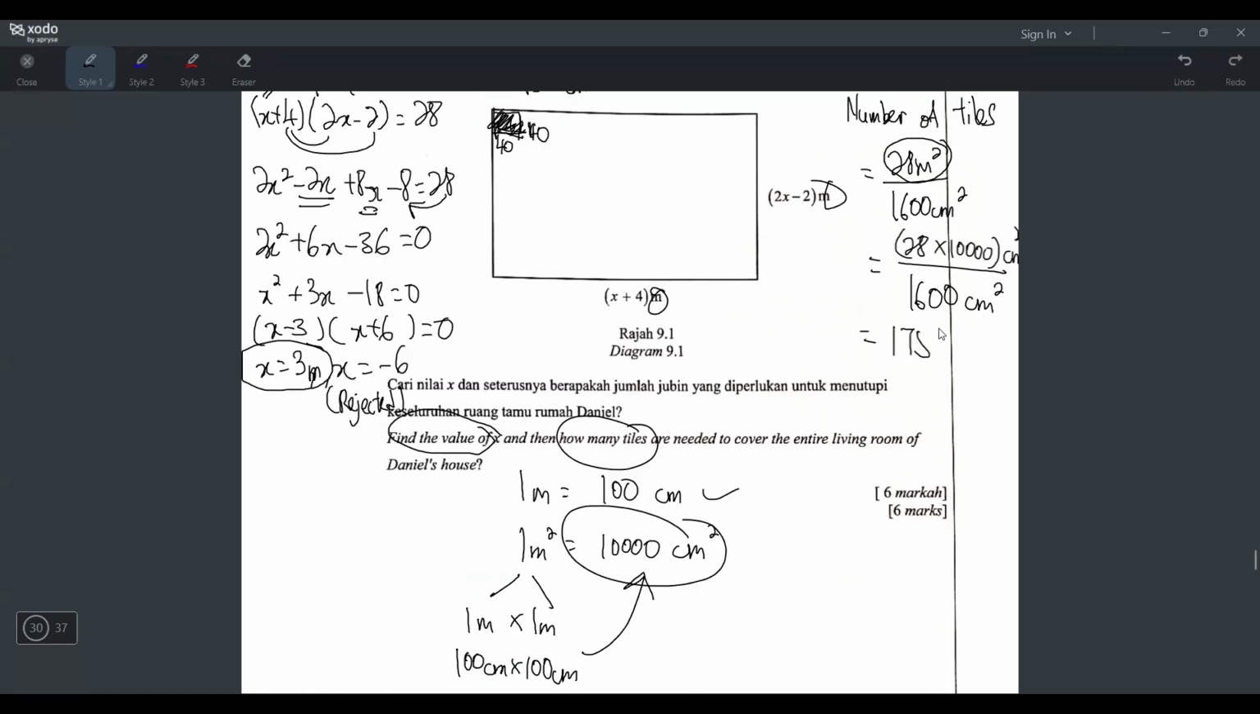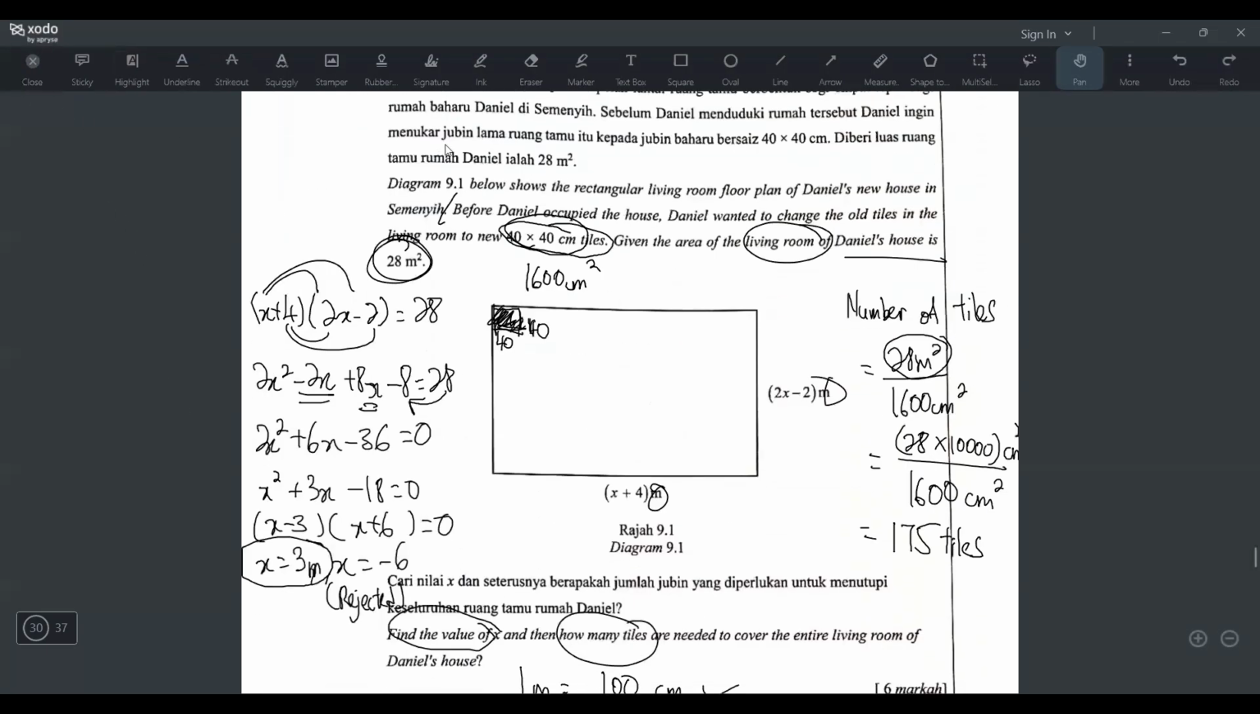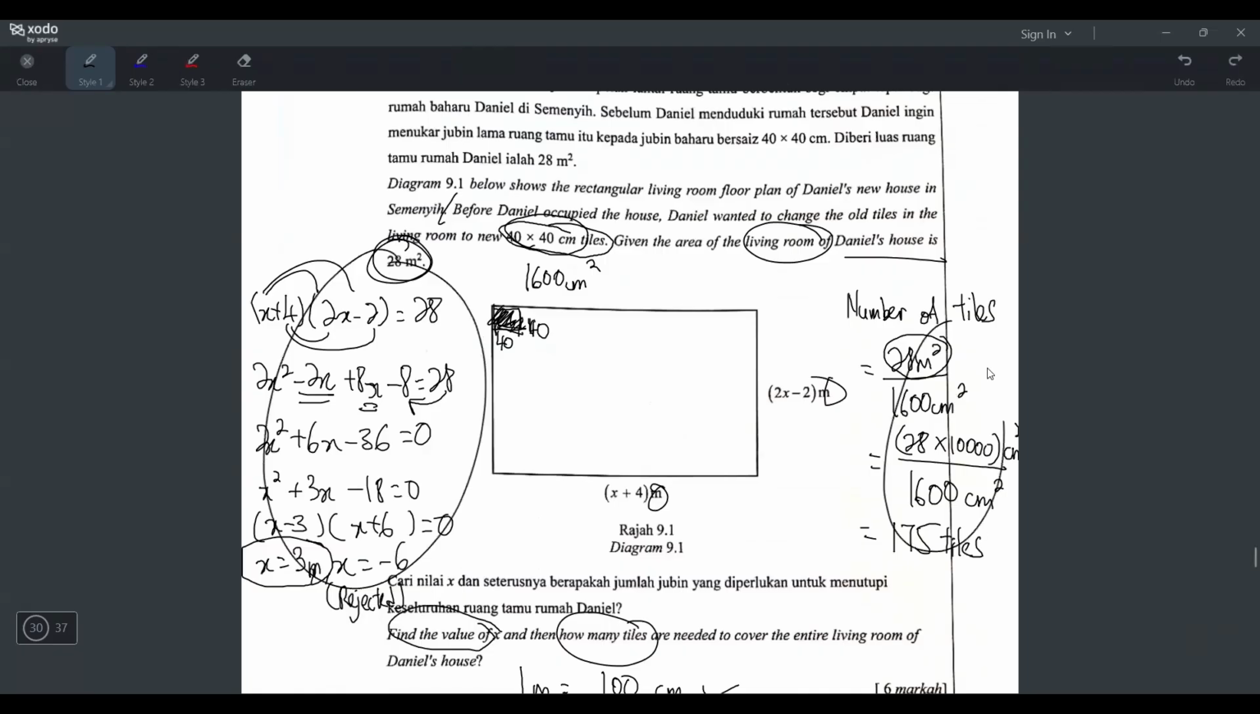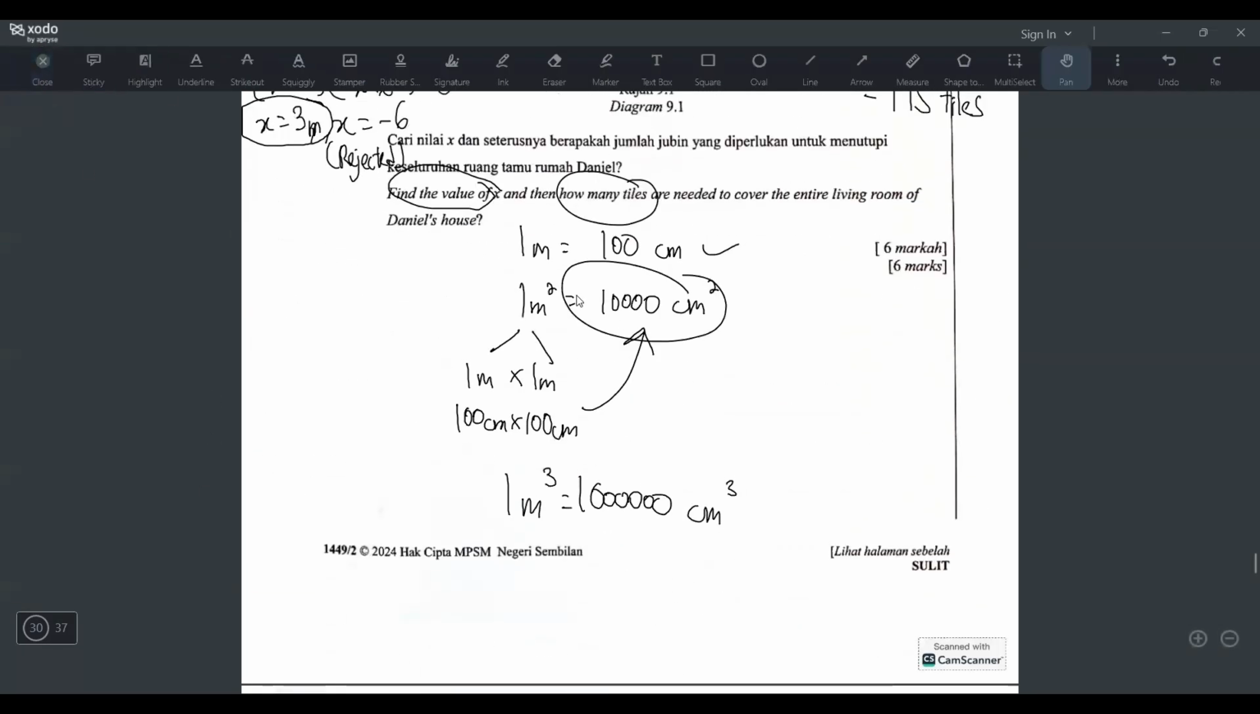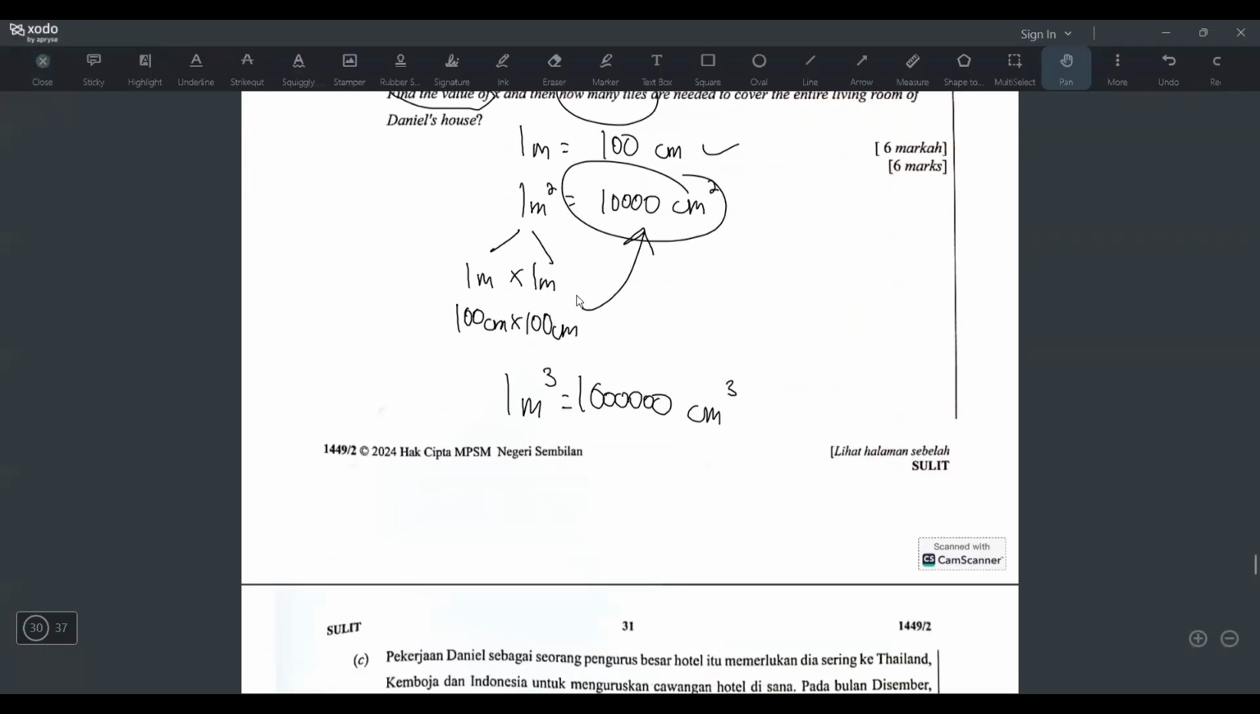And you don't have to write the unit for this because this is the number of tiles. I guess you can write tiles. All right, so this is the working. This one and this one is the working. This down one is not the working, this is just my explanation to you. Okay, that's all.